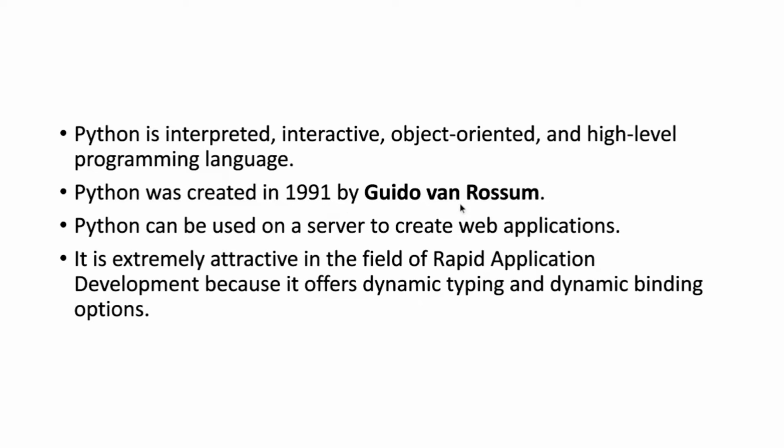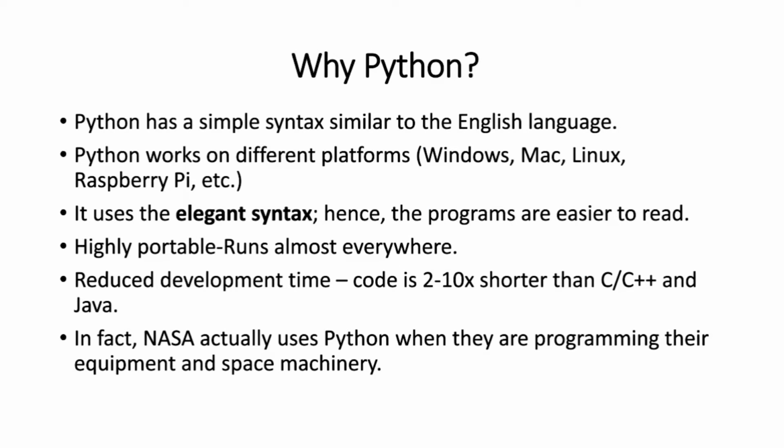It is extremely attractive in the field of rapid application development because it offers dynamic typing and dynamic binding. Python has a simple syntax similar to the English language. Python works on different platforms like Windows, Mac, Linux, Raspberry Pi, etc. It uses an elegant syntax, hence the programs are easier to read, highly portable, and run almost everywhere. In fact, NASA uses Python when performing with their equipment and space machinery.